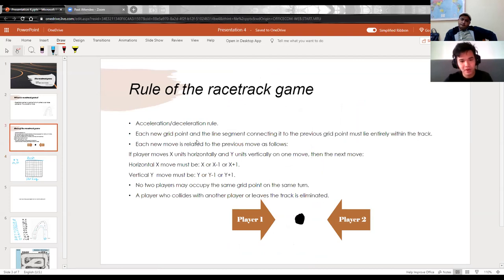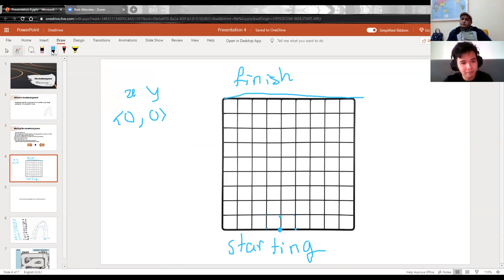And then we go to rule number two. Each new grid point and the line segment connecting it to the previous grid point must lie entirely within the track. What does that mean? That technically means that whenever you want to make a new move, you have to connect it. For example, if this is your move and then you want to move further, like to this point, you have to connect it with the previous move that you have already made.